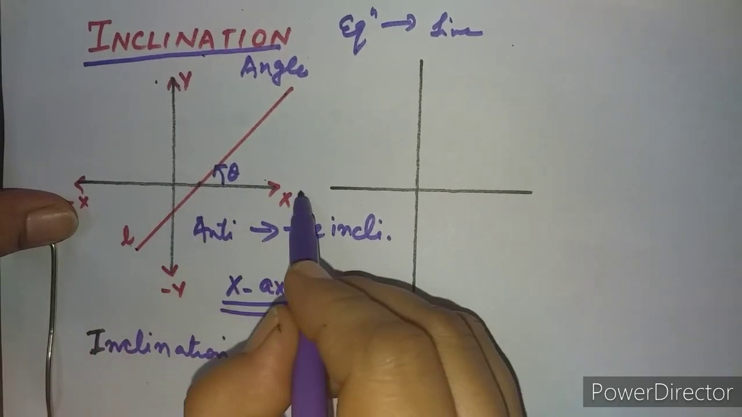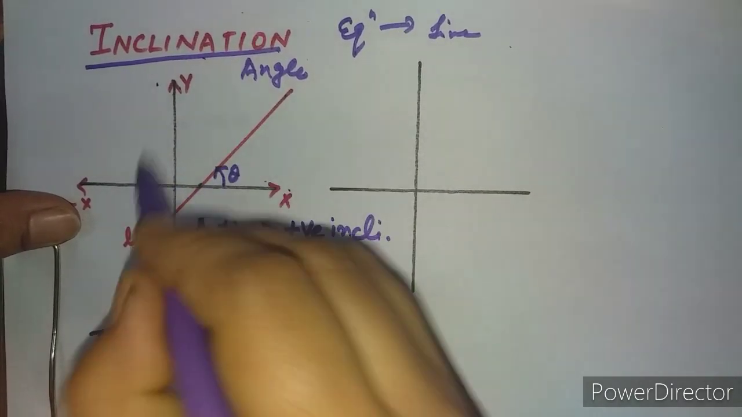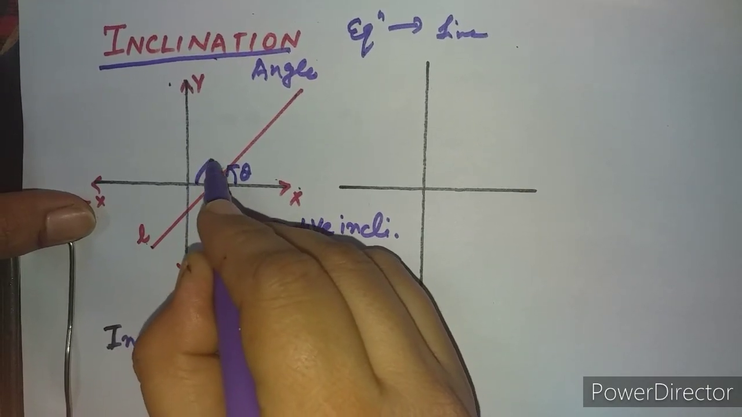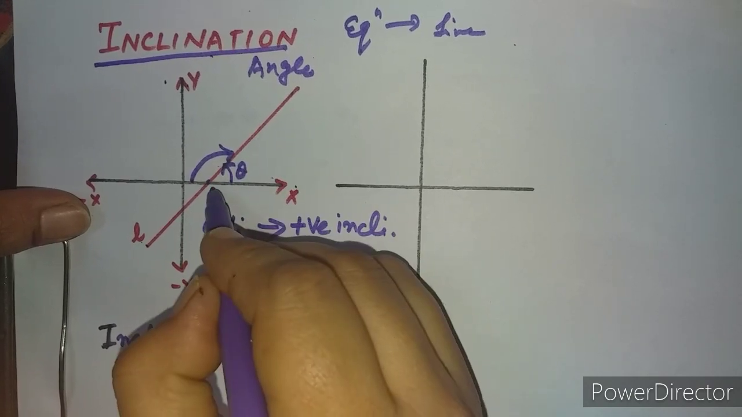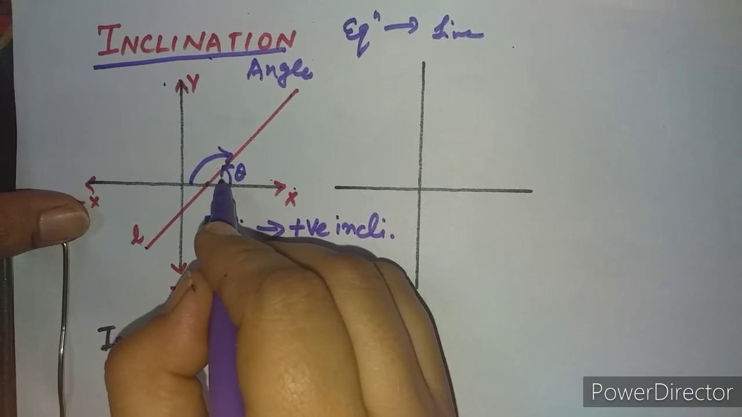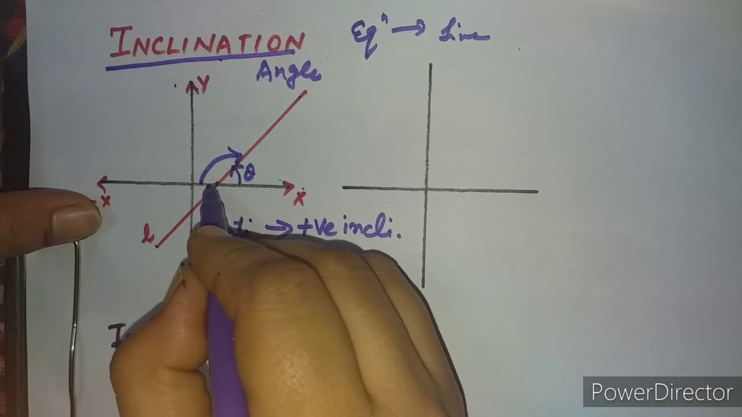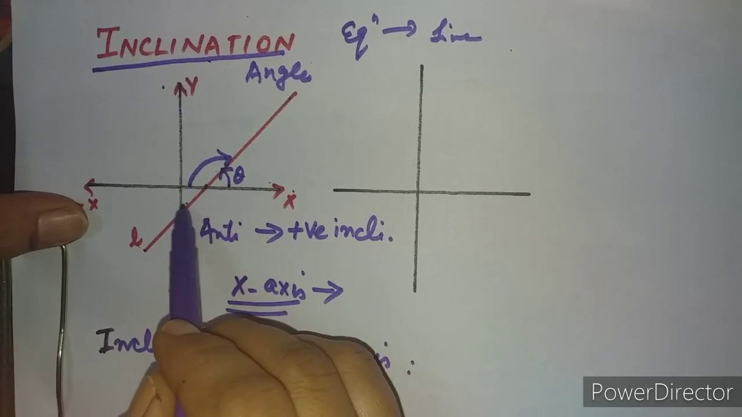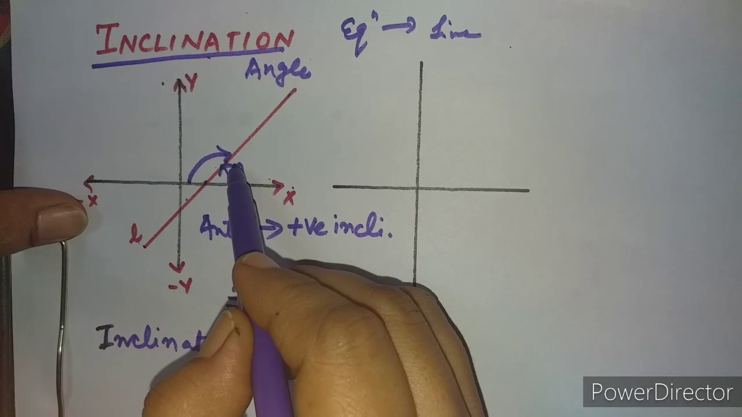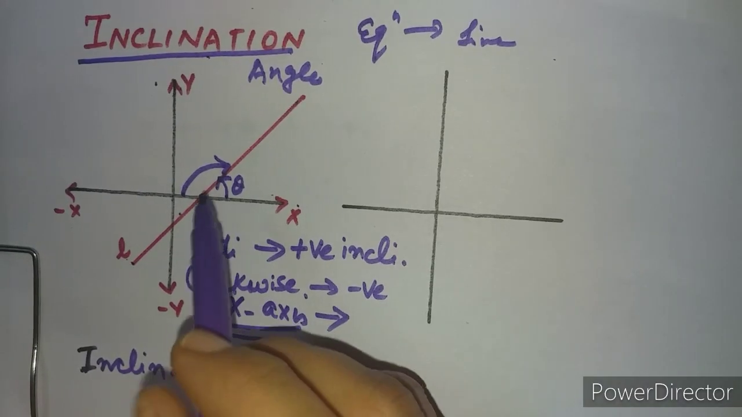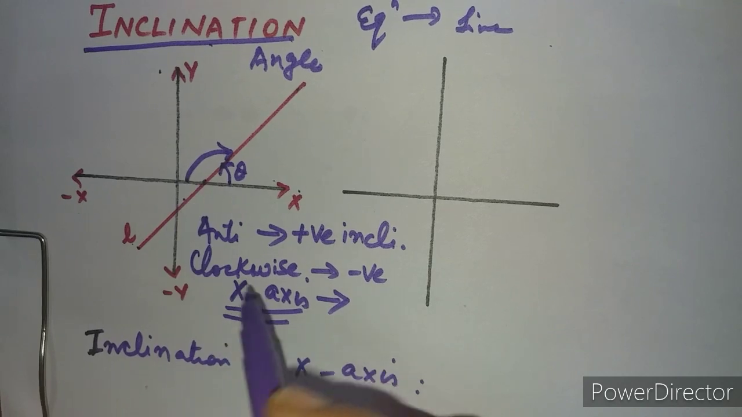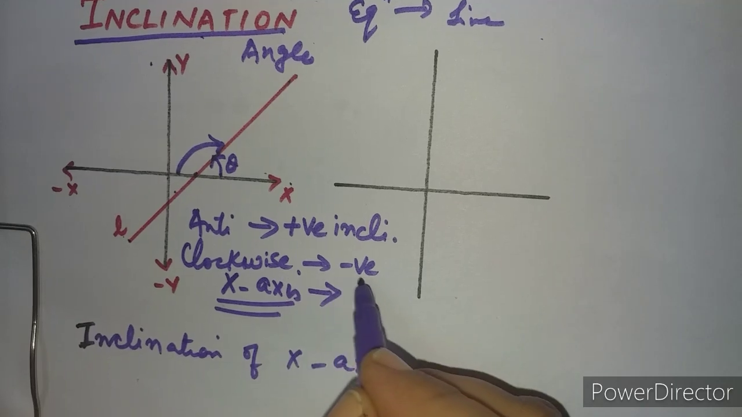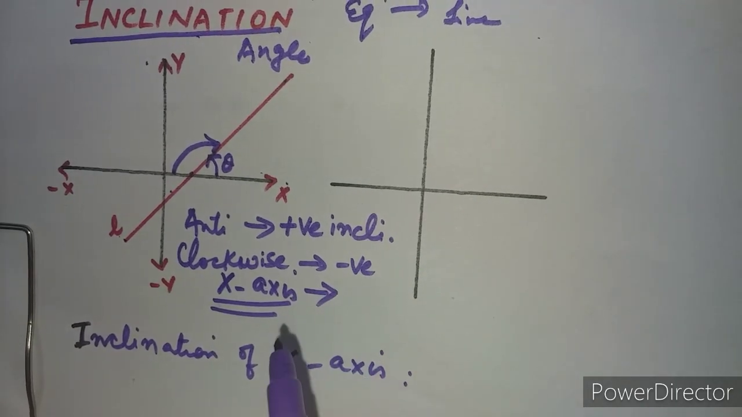And with the same x-axis there is one more way of finding the inclination. What can be the other way for the same line? This can also be one way of finding the inclination of this line with the x-axis only. But the problem is that in the earlier case the angle was measured in the anti-clockwise direction, but now it has become a clockwise direction. Because anti-clockwise was positive inclination, clockwise will be negative inclination. These are the two important things.